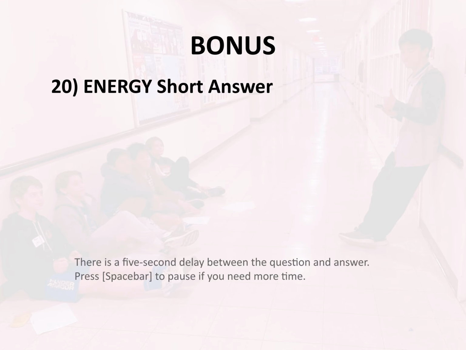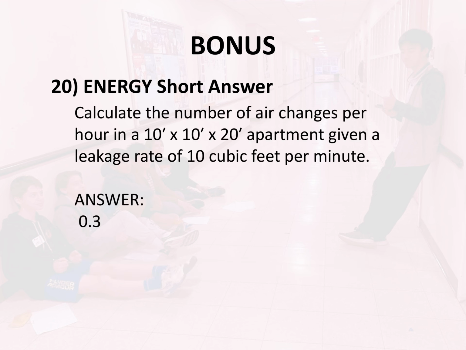Bonus 20. Energy. Short answer. Calculate the number of air changes per hour in a 10 feet by 10 feet by 20 feet apartment given a leakage rate of 10 cubic feet per minute. Answer: 0.3.